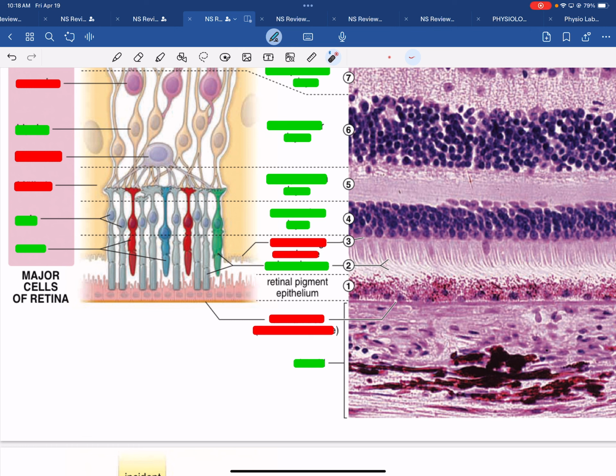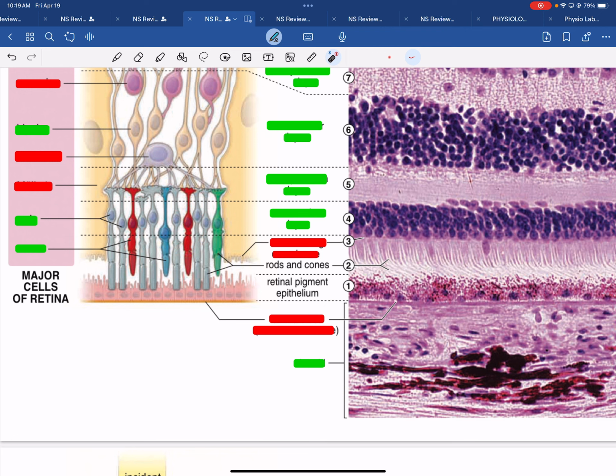What we do have to know is, what kind of cells are these? Good, photoreceptors. Rods and cones. Which ones are these? Those are cones. These? Rods, good. There's three types of cones: RGB, so red, green, blue.